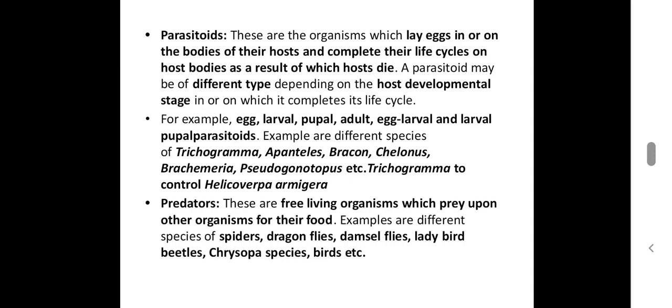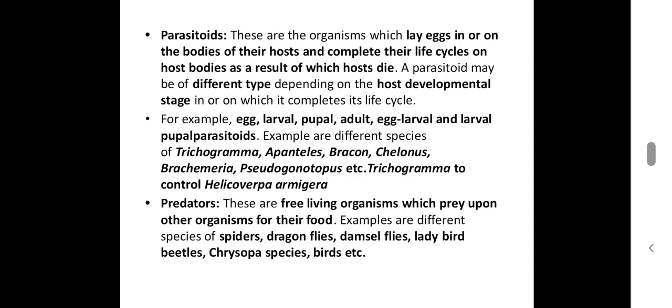For example, egg parasitoid, that means a parasitoid which feeds on the eggs of that host. Then larval parasitoids are also there, pupal and egg-larval. For example, Trichogramma, Bracon, Chelonus. Trichogramma is used to control Helicoverpa armigera, which is the cotton bollworm.